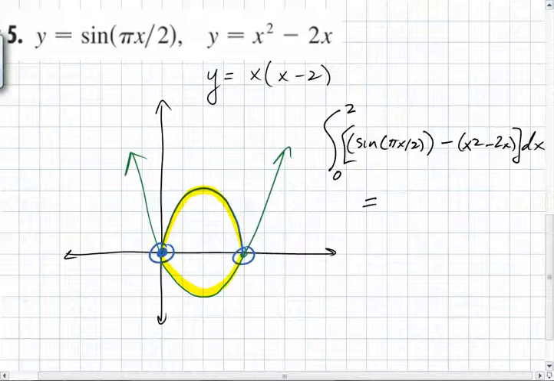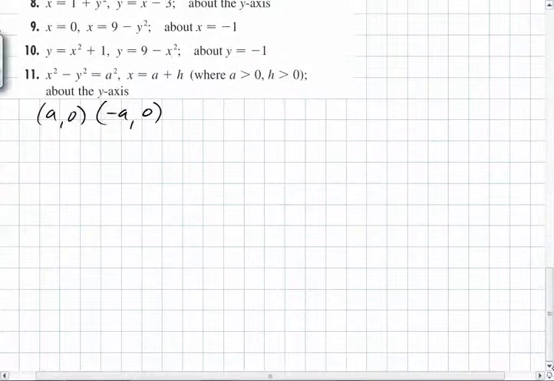Anybody have an answer? What'd you get, Brad? What do you got? See, that would be an answer that does not mesh with what we're supposed to get.